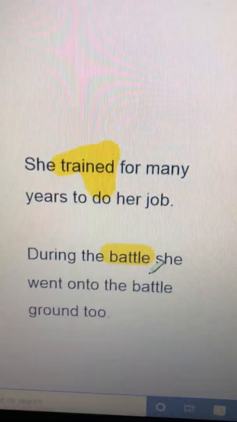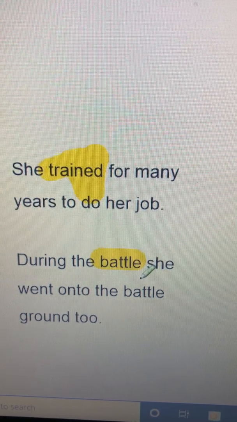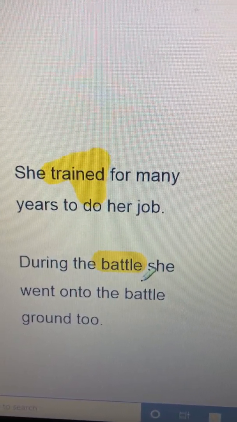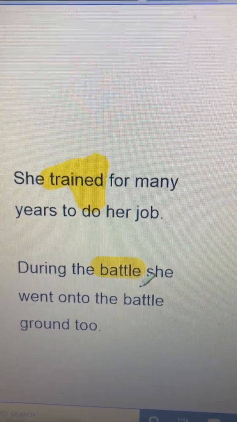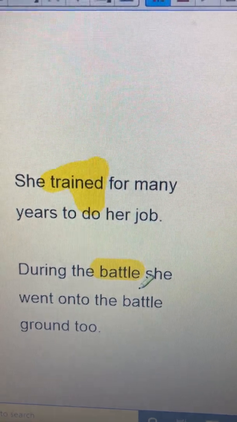What job involves fighting? Can anybody think? Yes, I think they were probably in the army. So, if the word battle means fighting, then it must mean that the lady in the picture went out onto the fighting grounds, onto the battlegrounds to help people.